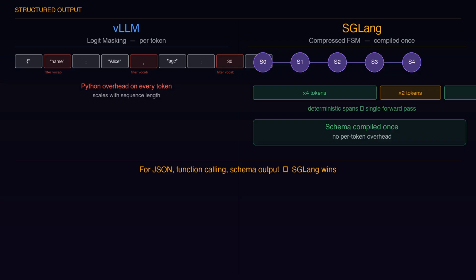SGLang takes a fundamentally different approach. When you provide a JSON schema, SGLang compiles it at startup into a compressed finite state machine. Done once. During decoding, when the FSM determines that multiple consecutive tokens are fully determined, like the fixed key names in a JSON object, it jumps through the entire deterministic span in a single forward pass. 4 guaranteed tokens becomes 1 GPU operation. Schema compiled once. No per-token Python overhead. Constrained decoding becomes nearly free. For agents, function calling pipelines, and any schema-heavy workload, this architectural difference is significant.